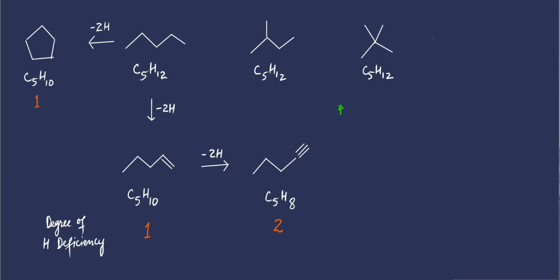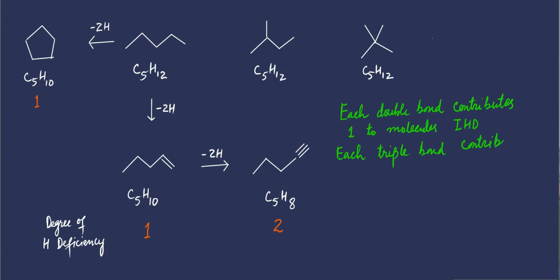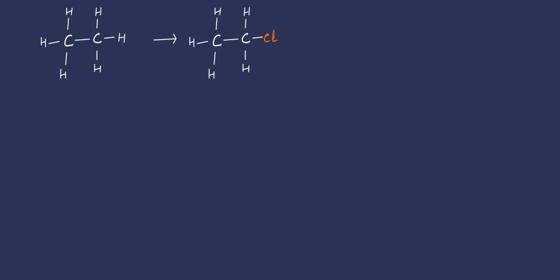We can now say that each double bond contributes 1 to the molecule's IHD. Each triple bond contributes 2 to the molecule's IHD. And each ring contributes 1 to the molecule's IHD. With this in mind, let's explore how to calculate the IHD when elements other than C and H are present in the molecular formula. Take halogens first, compare the following 2 compounds. Notice that chlorine takes the place of a hydrogen atom.